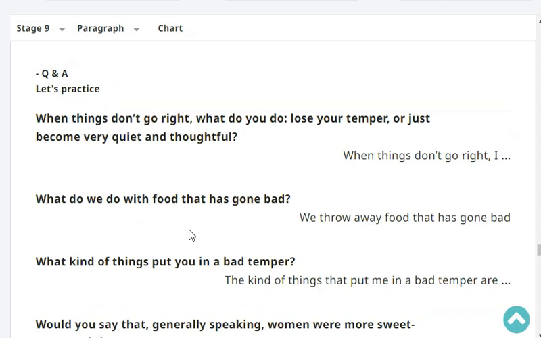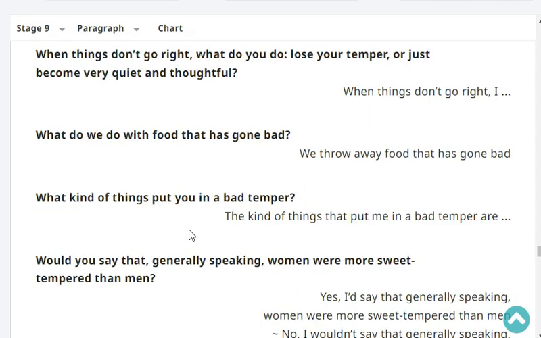When things don't go right, what do you do? Lose your temper or just become very quiet and thoughtful? When things don't go right, I just become very quiet and thoughtful. Very good.